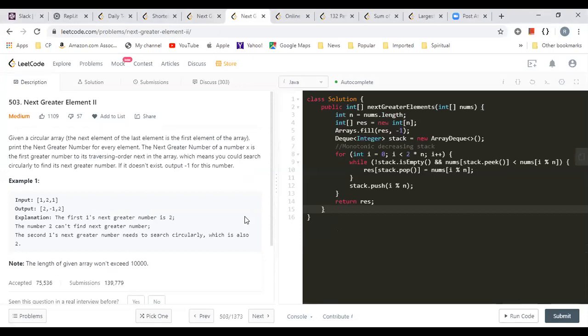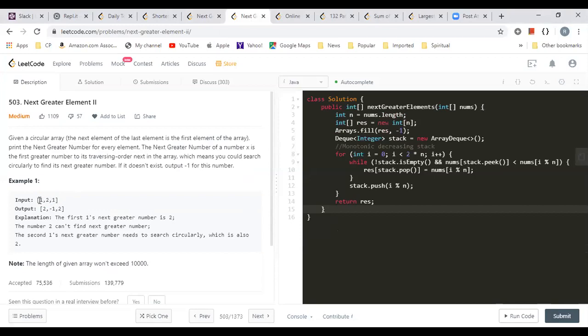So this one is next greater element 2. We also solved this problem last week. It's the same problem, but here you have the circular array. You are still trying to find next greater element.